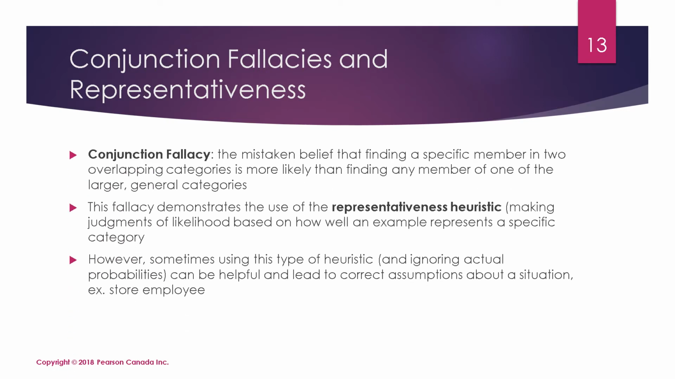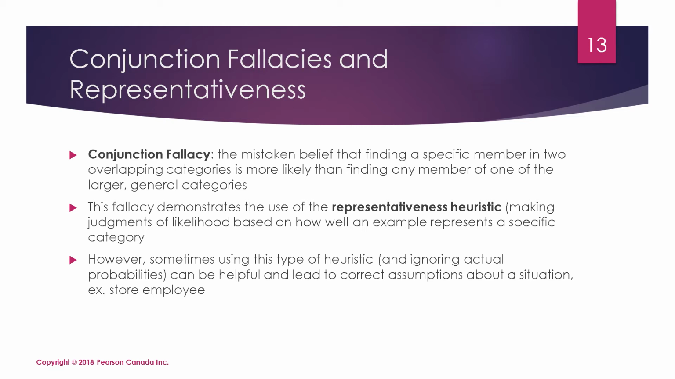We're falling prey to something that's known as the conjunction fallacy. That's the mistaken belief that finding a specific member in two overlapping categories is more likely than finding any member of one of the larger general categories. So we asked, which is more likely? Is it more likely that she is a bank teller, or more likely that she is a bank teller and involved in the feminist movement? Even though there's a lot of information that would seem to indicate that she'd be involved in the feminist movement, it is never going to be more likely, statistically, that somebody falls into two different categories than they just fall into one or the other.